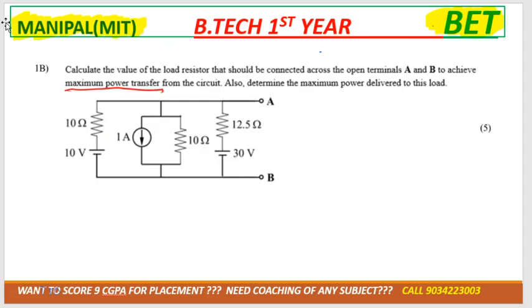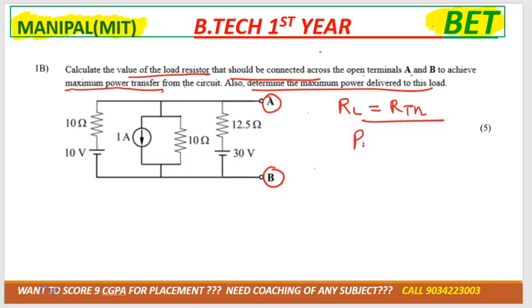Okay, so let's see this question. They are asking to calculate the value of the load resistor. Load resistor means that it must be equal to RTH, right? That should be connected across the open terminal. मतलब इन दोनों points के across से we need to calculate RTH to achieve maximum power and also determine the maximum power. We need to calculate maximum power, so for that we need to calculate VTH as well.